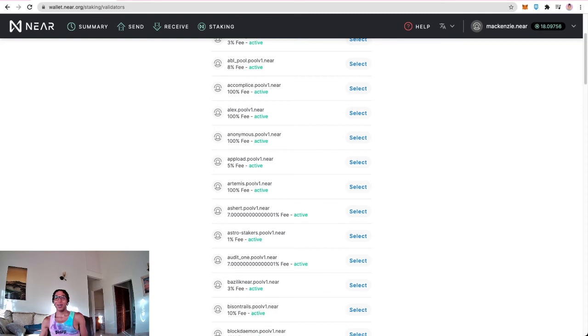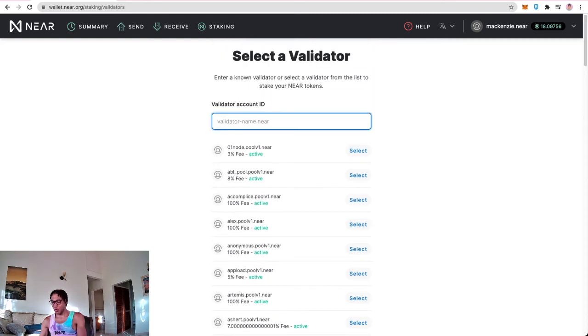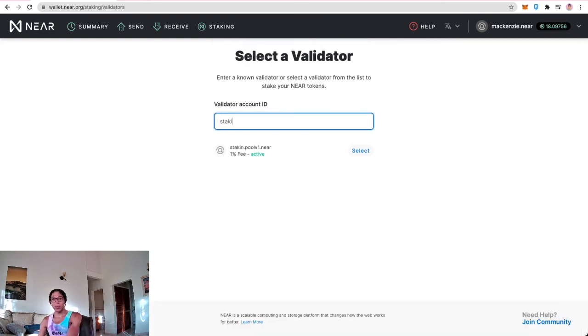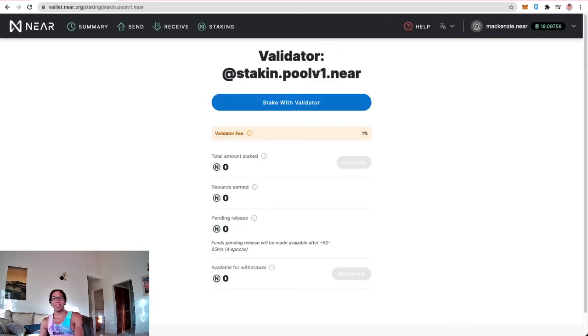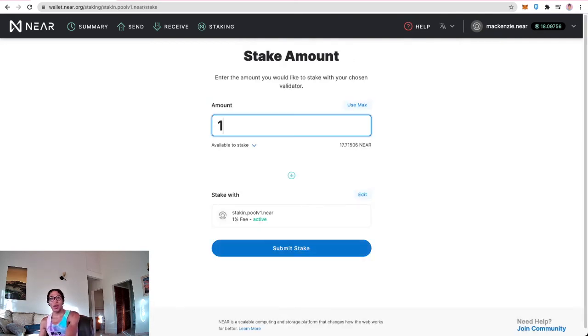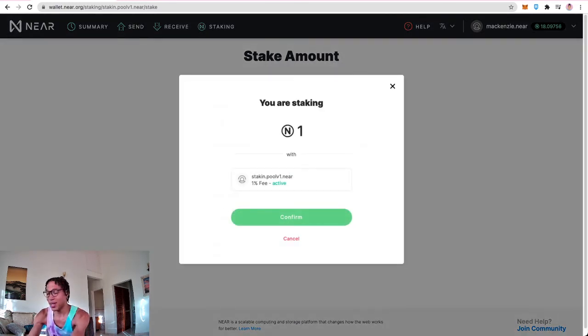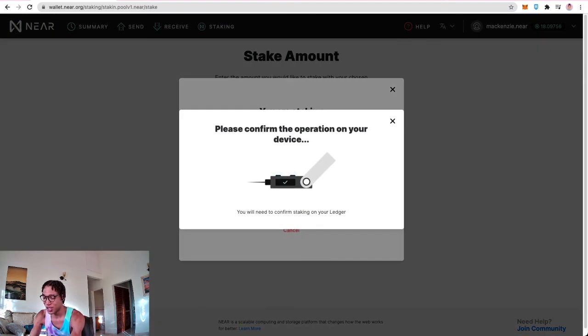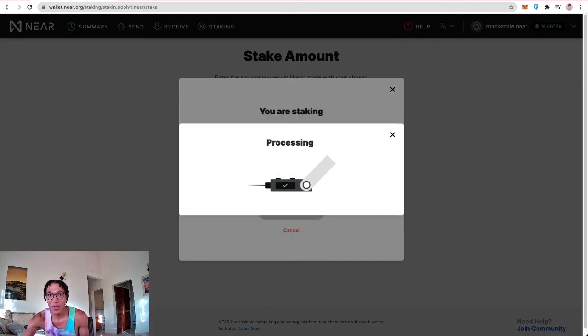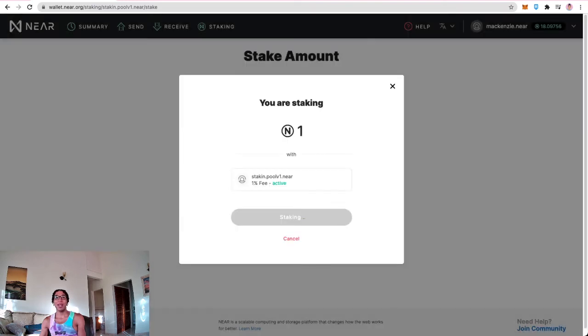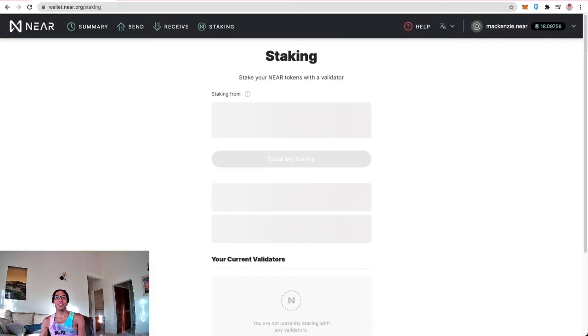So here, I wonder if you could search. Ooh. You can search, hit select, stake with validator. We're gonna do one, submit stake. I've gotta confirm, right? Because every time you submit a transaction on the blockchain, you've gotta confirm, approve, okay? And it's pretty quick block times, around 1 to 2 seconds. I think it does probably do a callback as well. We'll see. But anyways, there you go. Return to dashboard.